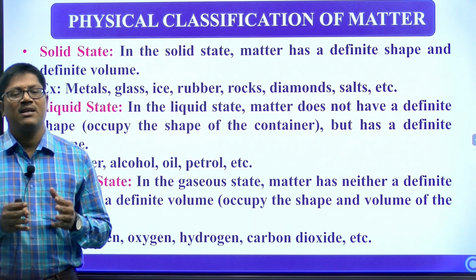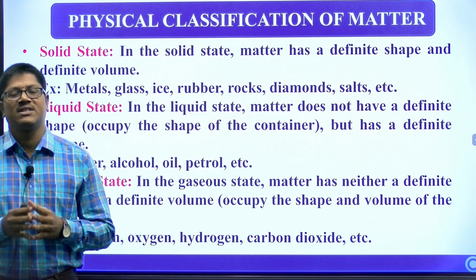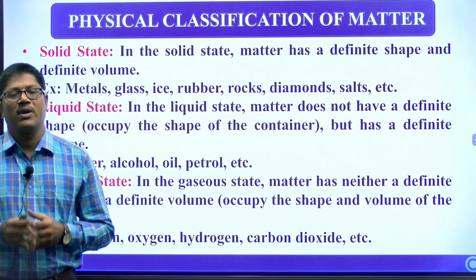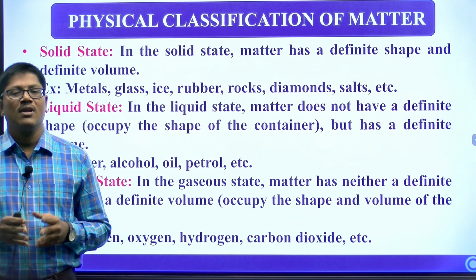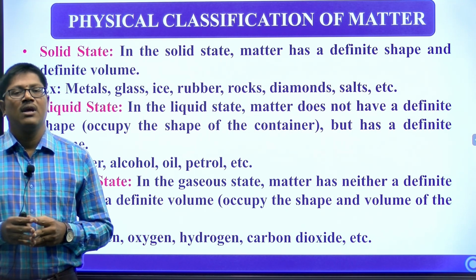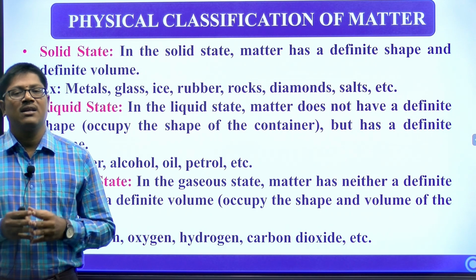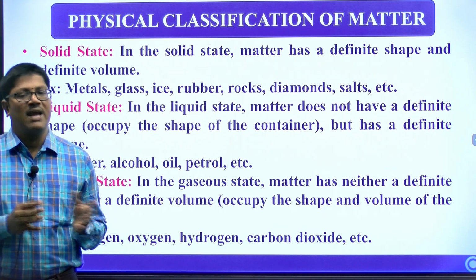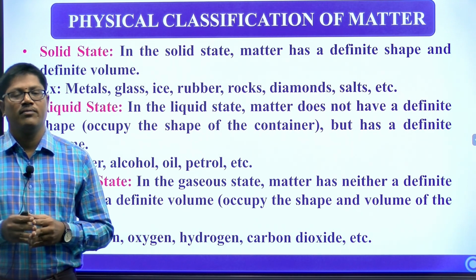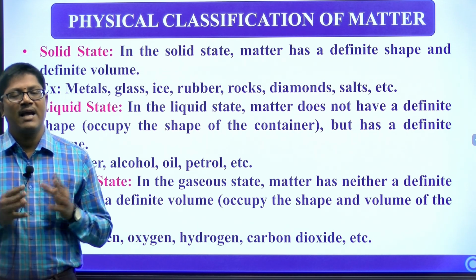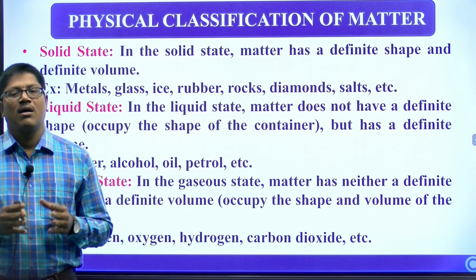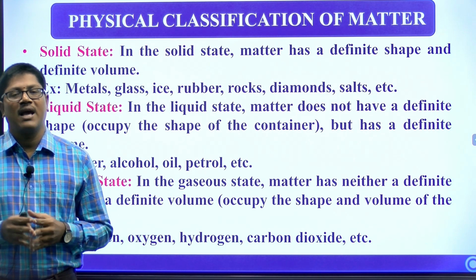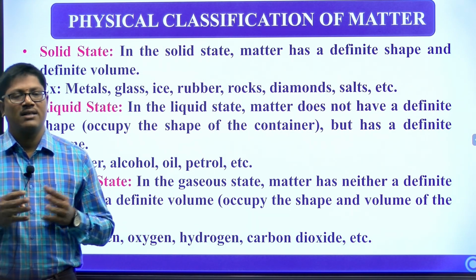Examples of matter that exist in liquid state are water, alcohol, mercury, etc. Gaseous state: in gaseous state, matter does not have a fixed shape or a fixed volume. Examples for gases are oxygen, nitrogen, hydrogen, carbon dioxide, water vapor, etc.